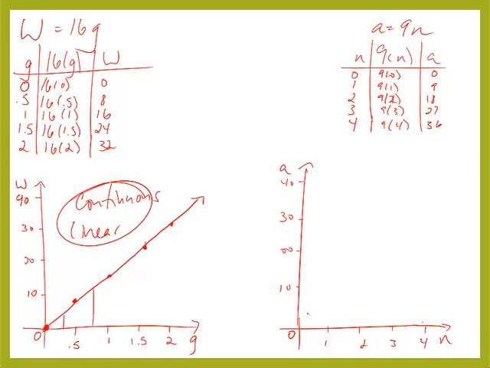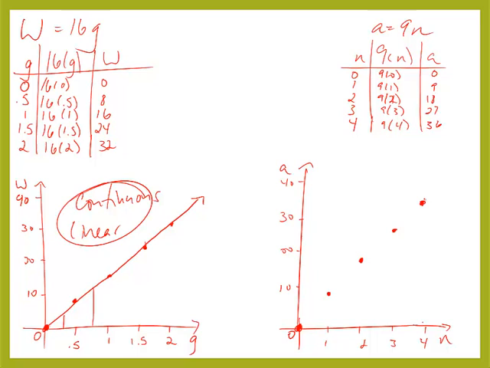Okay, here we go. So let's plot the points. 0, 0 is your first point. 1, 9. 2, 18. 3, 27. And 4, 36.